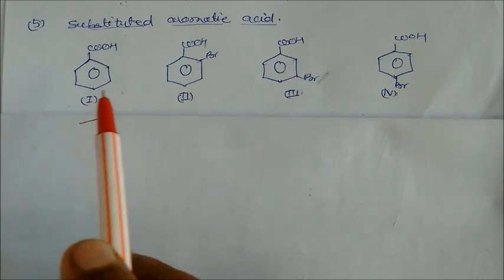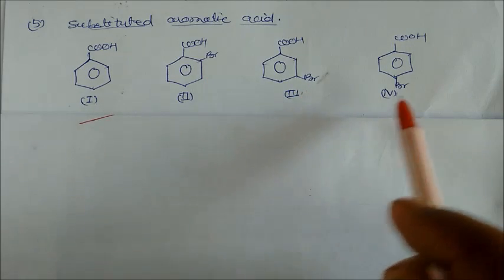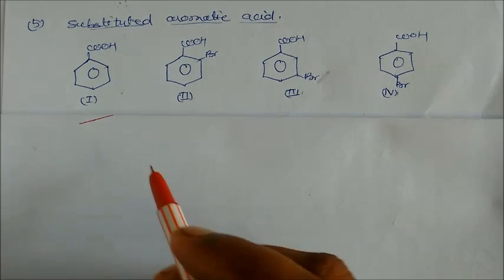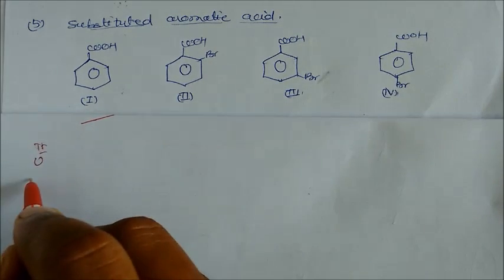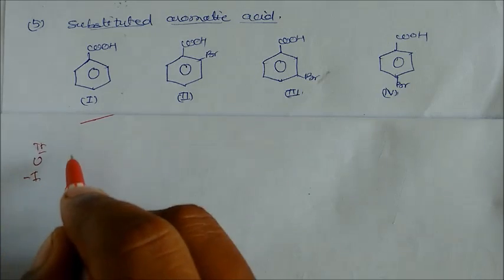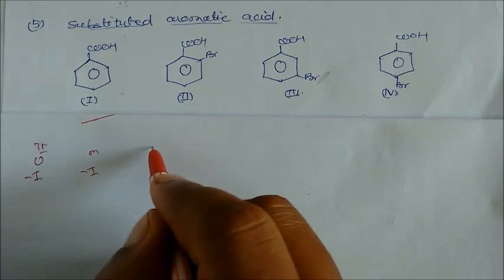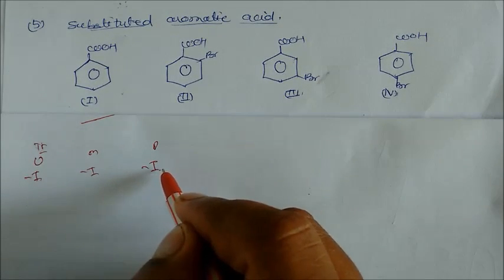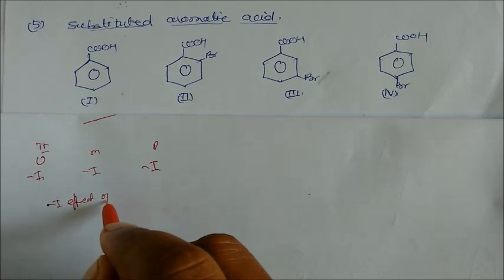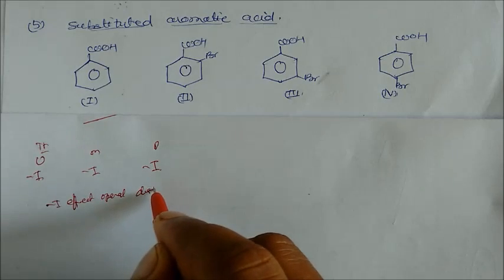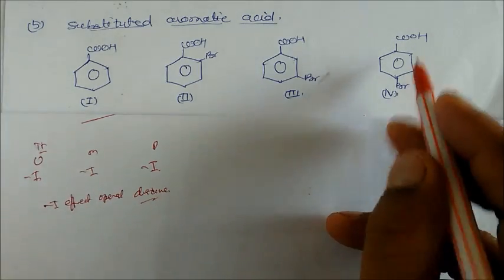Aromatic acid, here we have 4 groups: benzoic acid, this is the ortho group, this is the meta group, and this is the para group. So which is more acidic? In this case we can see the second is at ortho position, so here the minus I effect is more. In the third position, this is the meta group, so in the meta group minus I effect is there, and in the para group we have again minus I effect. So in acids, minus I effect operates through distance, it depends on the distance. So more distance, less I effect.